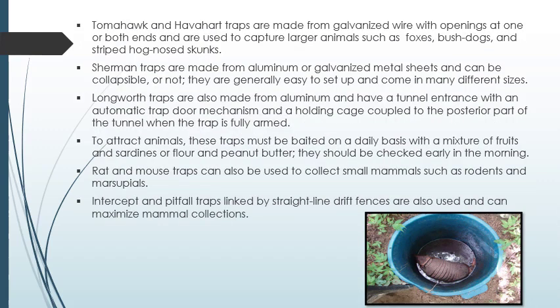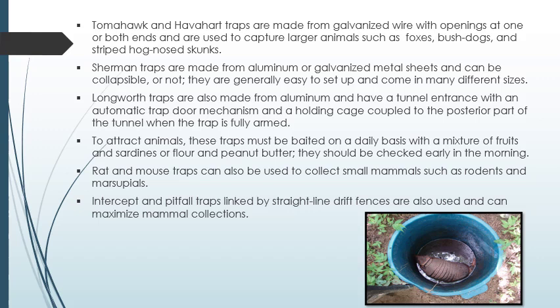Tomahawk and Havahart traps are made from galvanized wire with openings at one or both ends, and are used to capture larger animals such as foxes, bush dogs, etc. Sherman traps are made from aluminium or galvanized metal sheets. Longworth traps are also made from aluminium and have a tunnel entrance with an automatic door mechanism.